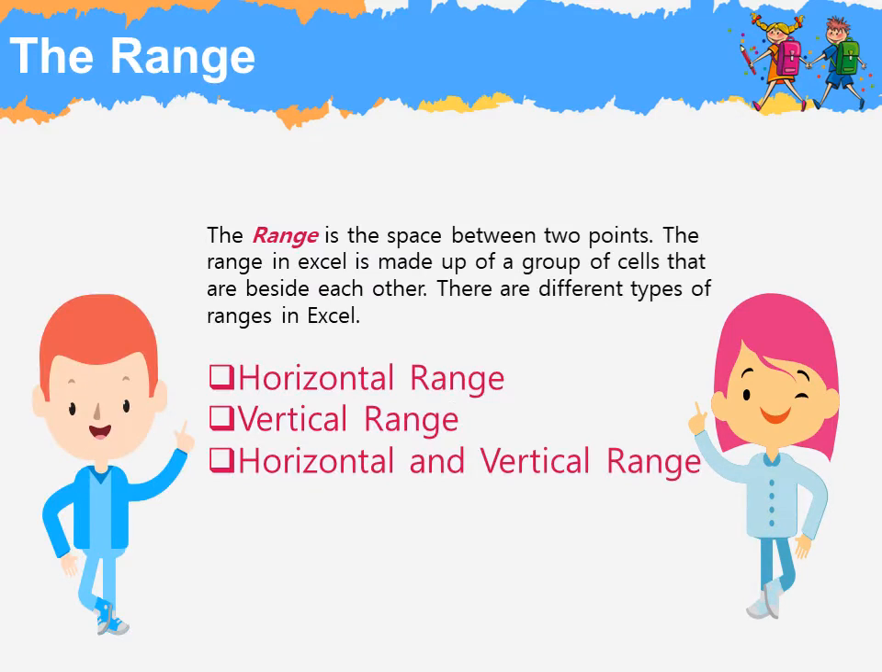The range is the space between 2 points. The range in Excel is made up of a group of cells that are beside each other. There are different types of ranges in Excel. We have the horizontal range, the vertical range, and the horizontal and vertical range.